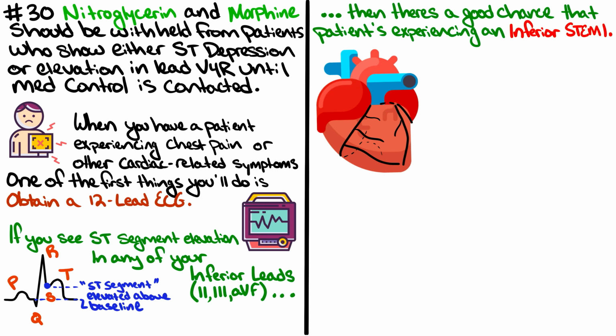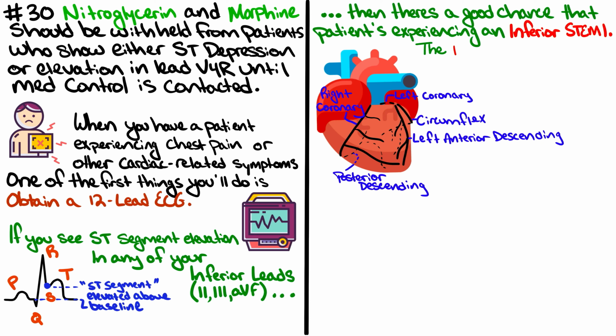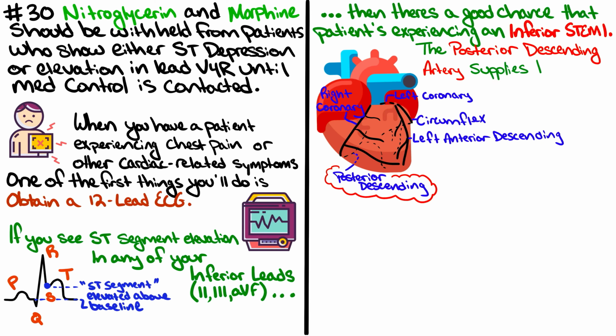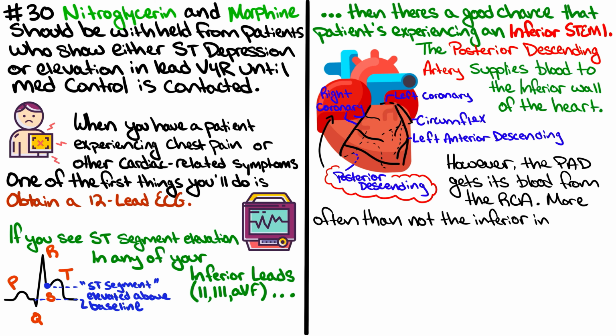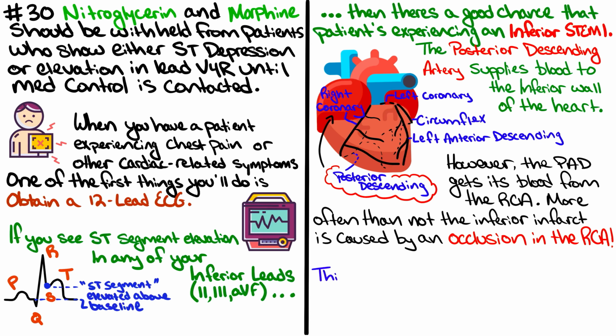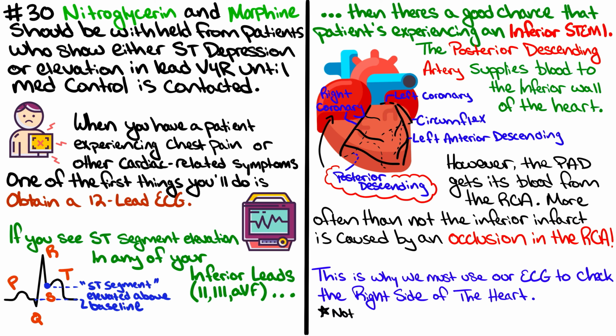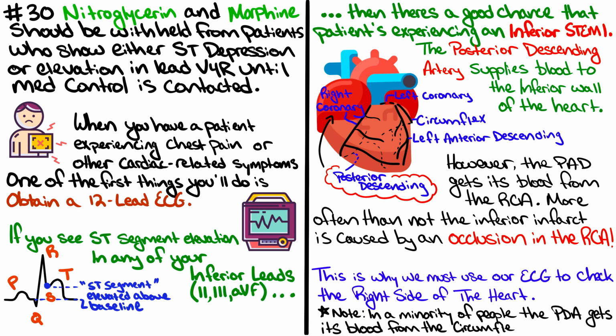Alright, so here we have our heart and the coronary arteries. The posterior descending artery supplies blood to the inferior wall of the heart. However, the posterior descending artery gets its blood from the right coronary artery. More often than not, the inferior infarct is caused by an occlusion in the right coronary artery. This is why we need to do an ECG to check the right side of the heart. And also note that in a minority of people, the posterior descending artery gets its blood from the circumflex artery.